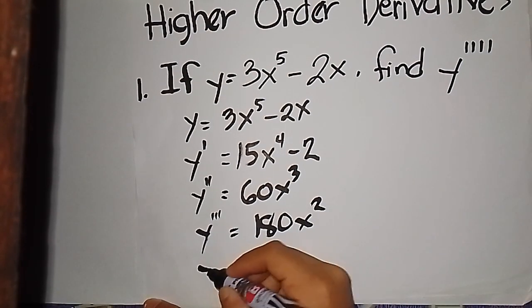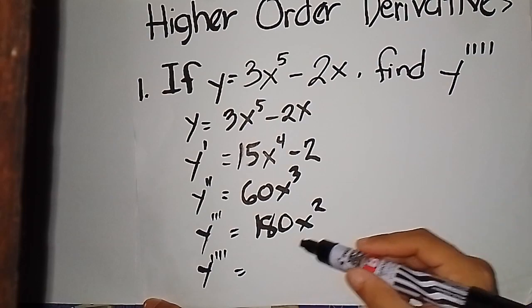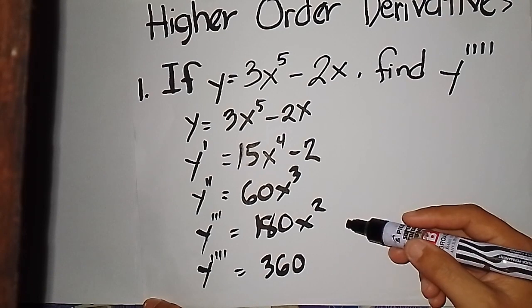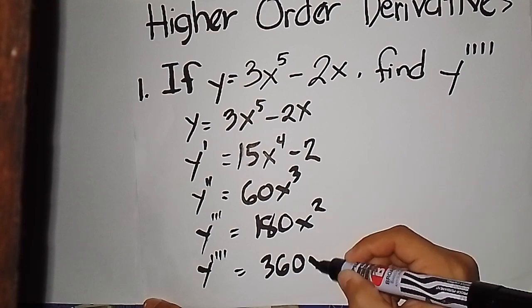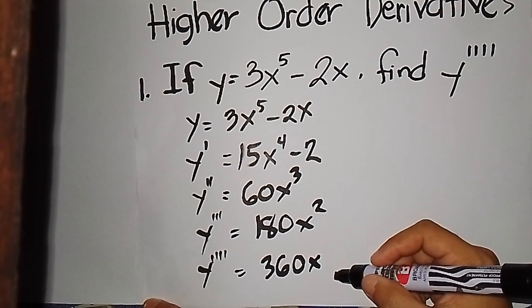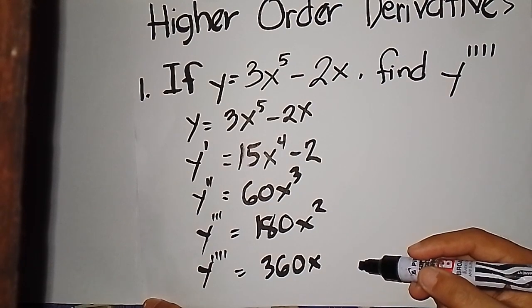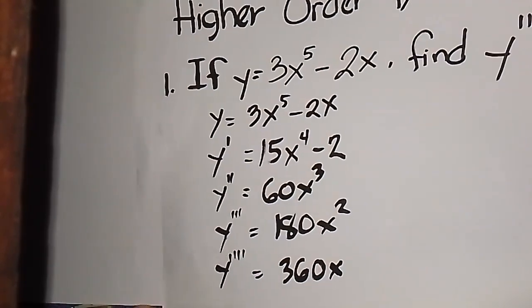And last, for the fourth derivative, again, we're using the constant and exponent rule. So 180 times 2, so we have 360, right? And then the power rule, n minus 1. Our n is equal to 2, so 2 minus 1, so we have 1, or simply we just leave it like this. Okay, so our fourth derivative is equal to 360x. So the fourth derivative of y equals 3x raised to 5 minus 2x is equal to 360x.